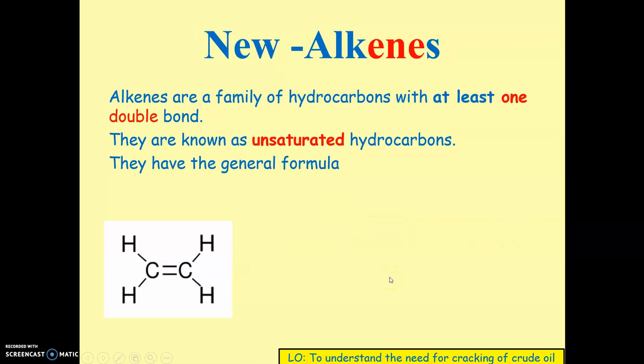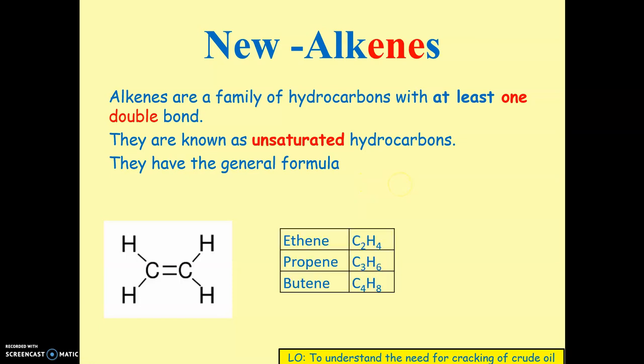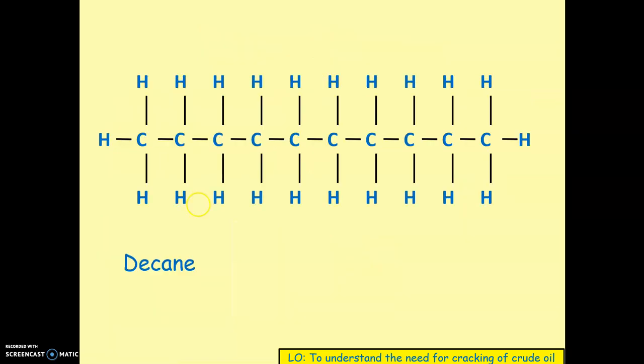Alkenes, though, on the other hand, are a family of hydrocarbons with at least one double bond, and they are unsaturated. They have the general formula CnH2n, with examples ethene, propene and butene. So there's no plus 2 here, because of the double bond between the carbons, and that makes it unsaturated.